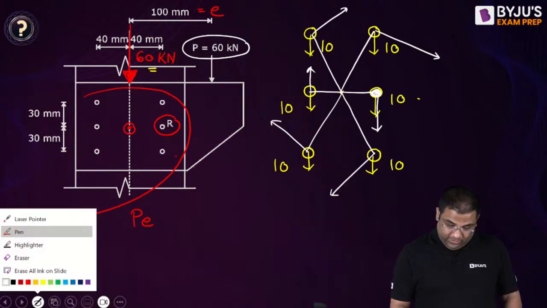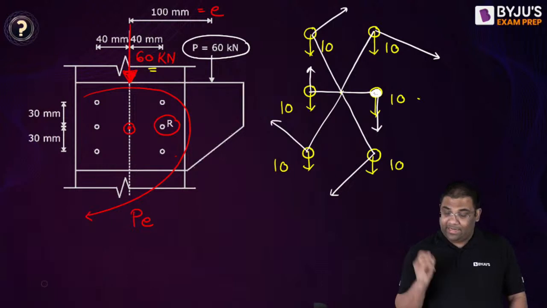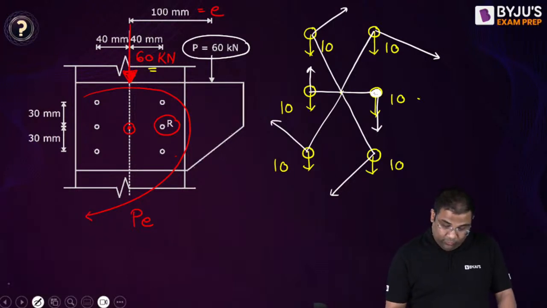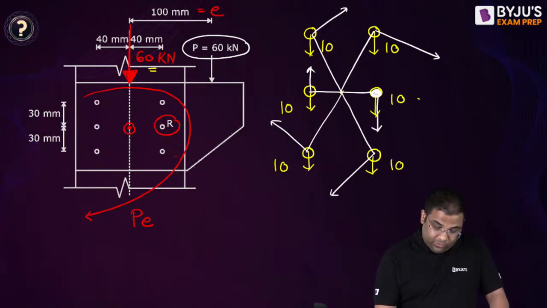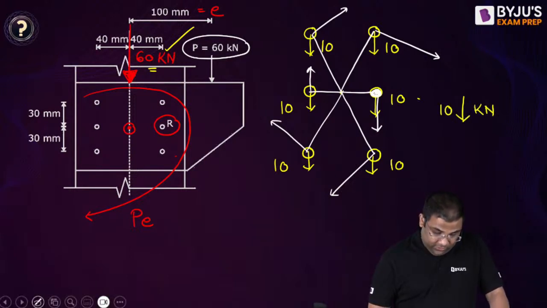So there are two forces, and you can see both the forces are in the same direction. So I can find out these two forces and add them, that is the resultant force. One force is due to the force P, that is 10, that we got. There is another force due to the torsion.